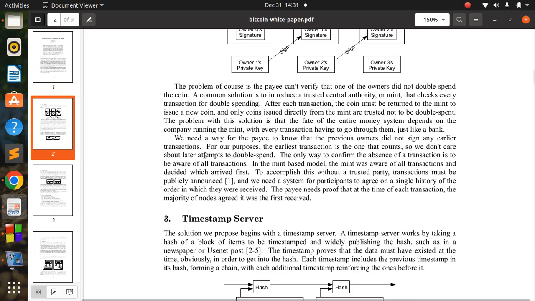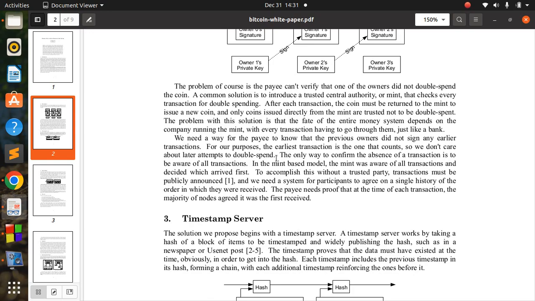For our purposes, the earliest transaction is the one that counts. So we don't care about later attempts to double spend. What does it mean? The creators of Bitcoin assigned a particular amount of money. It's called the Genesis block, the block that must be in circulation. That was the way they solved the problem of going back to the minting, or going back to the printing press, or whatever it is, to print more money.